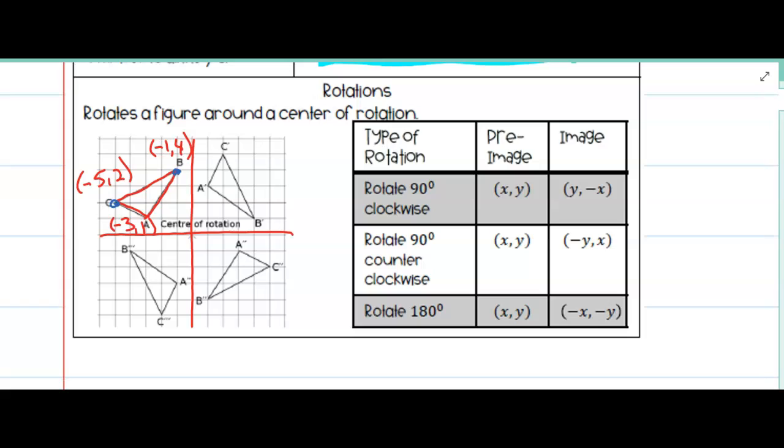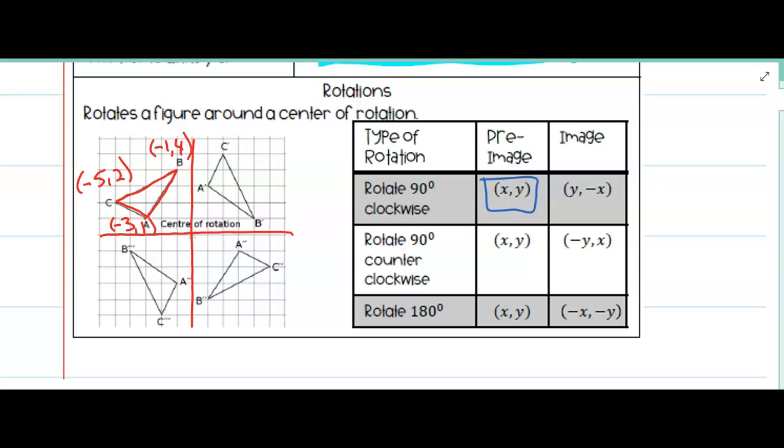Now, obviously, we're not going to get out our protractors here to measure a 90-degree angle. So what you're going to do is if you have the point of the pre-image, x comma y, if it's a 90-degree clockwise rotation, what you're going to do first is take the x coordinate and flip its sign. And then you're going to take the x and y coordinates and flip their position. So this is what this looks like.